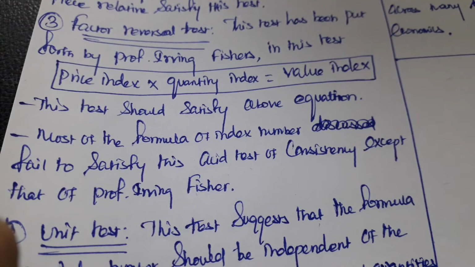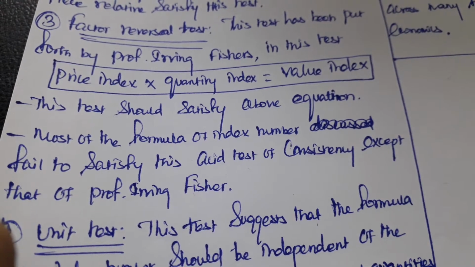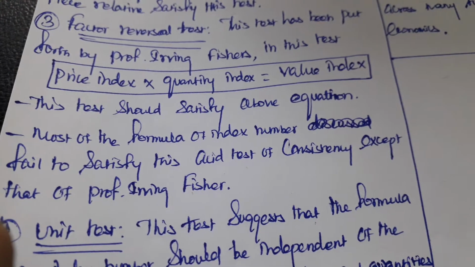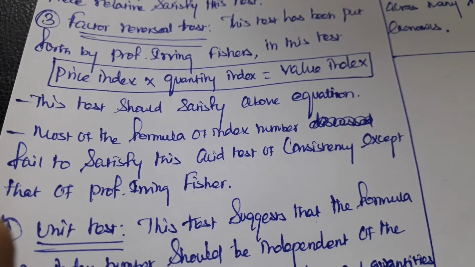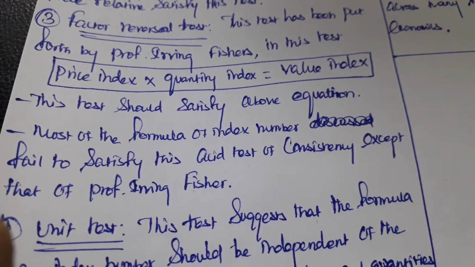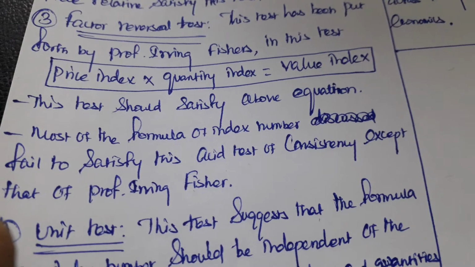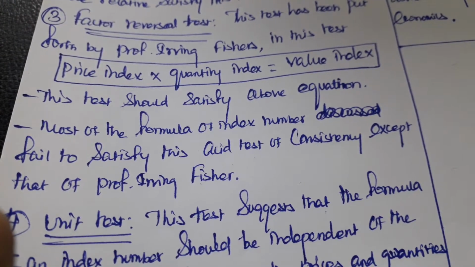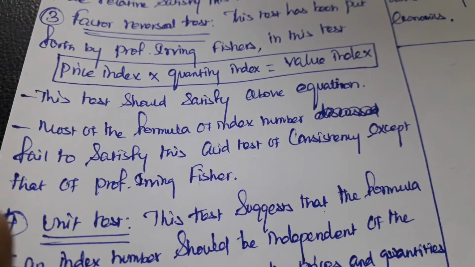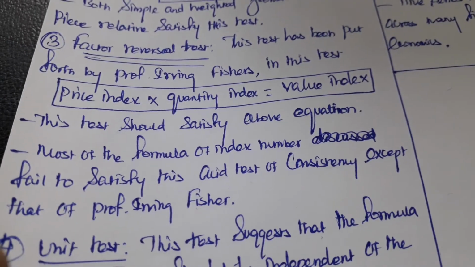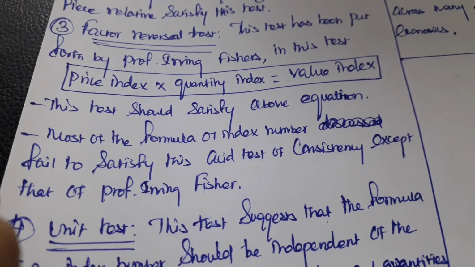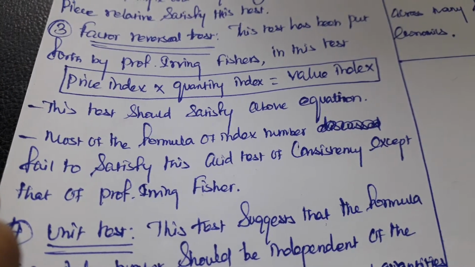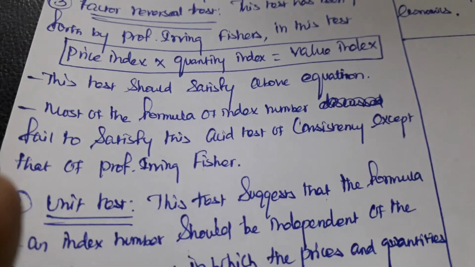Most of the formulas of index number fail to satisfy this acid test of consistency, except that of Professor Irving Fisher. The factor reversal test is satisfied by the method of Fisher's ideal index. The other tests fail to satisfy it.